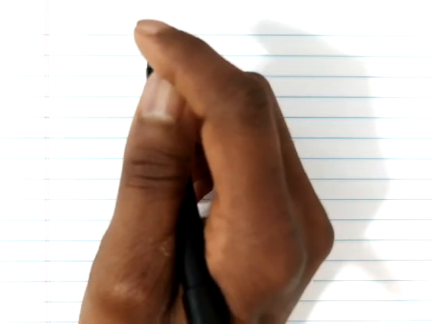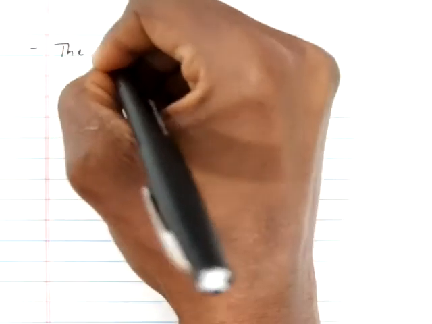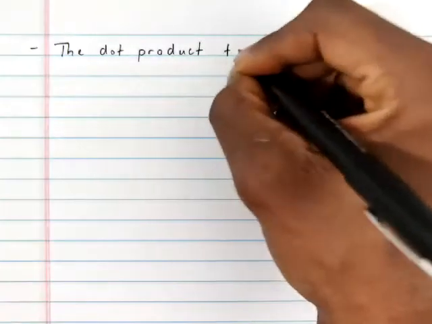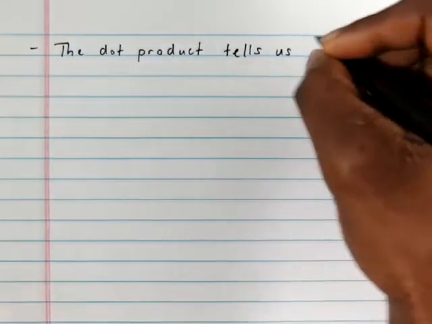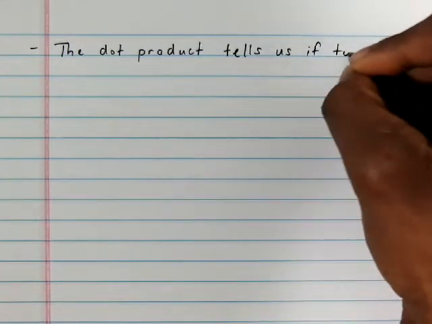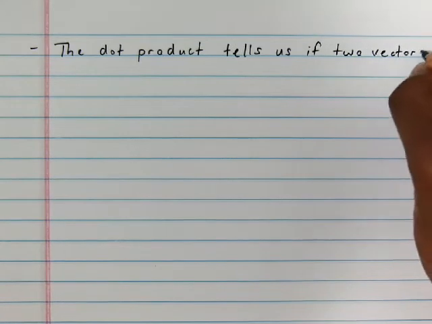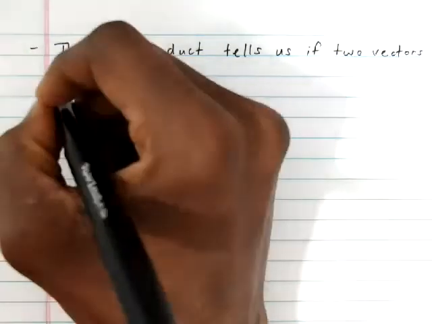All right, so we're going to continue section 11.3, the dot product. We ended our last video with just doing an example. So now let's introduce some ways that we can use the dot product to determine things about vectors. First, the dot product tells us if two vectors point in the same general direction.